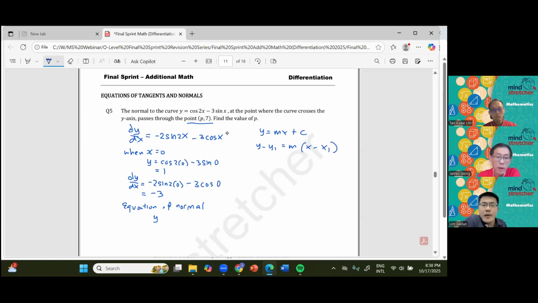So in this case, y minus 1 is equal to, now this is the gradient of my tangent, right? So remember, in the case of normal, it will be minus 1 over m. So in this case, this will be 1/3. The gradient of my normal will be 1/3. And then my x minus x1. In this case my x is 0, so I minus 0. So from here, I can straight away get the equation of my normal, which is y is equal to 1/3 x plus 1. So that will be the equation of my normal.